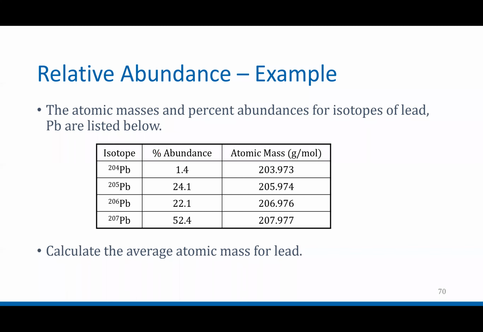So this question you will see on a test for sure, and it gives you a list of 4. This is a big example. I think on a test I would give you maybe 2 or 3 isotopes, but this is a big example. There's 4 isotopes. We have their abundance, and we're going to calculate the average atomic mass for lead. Lead is Pb.